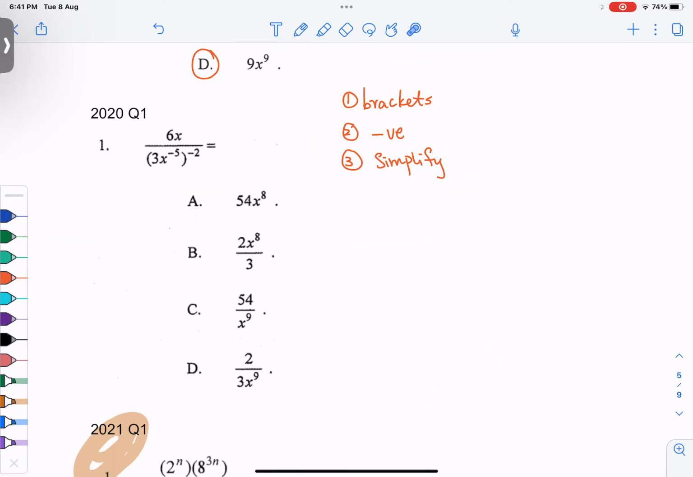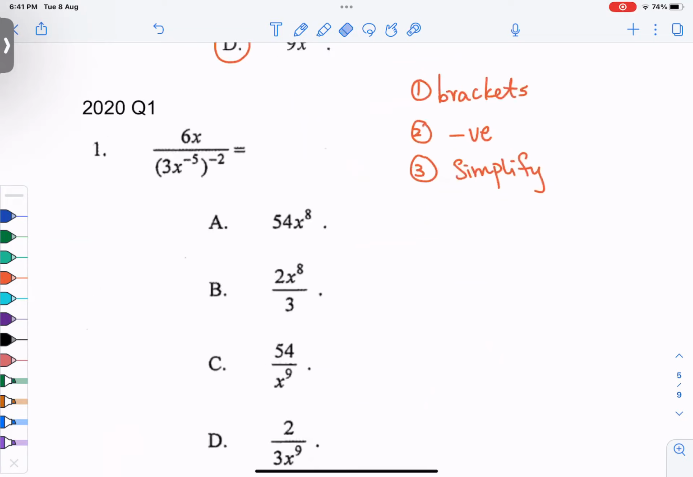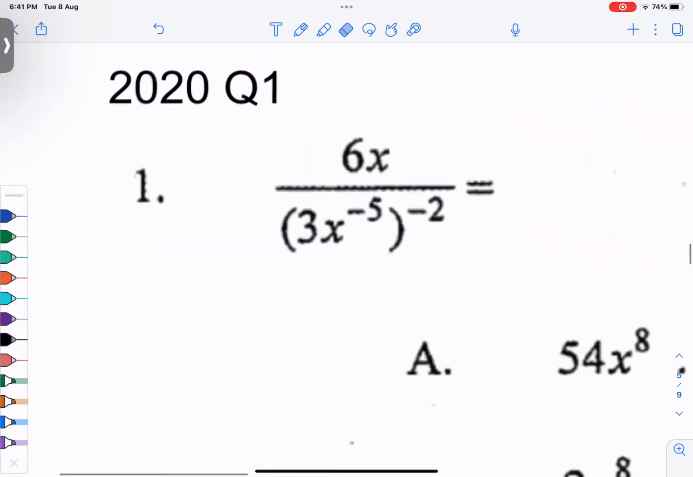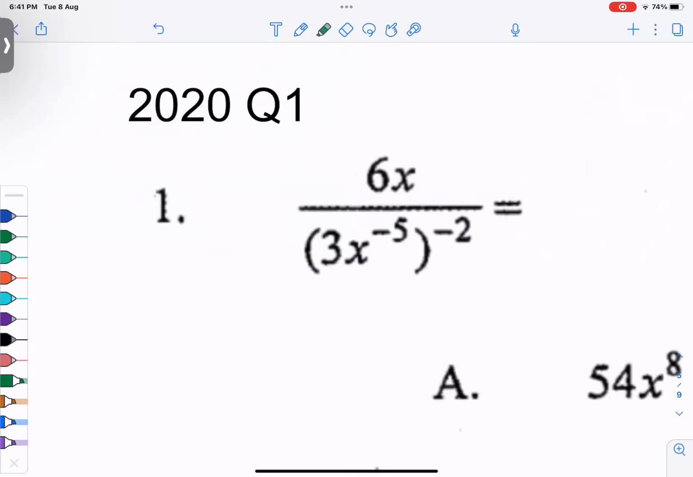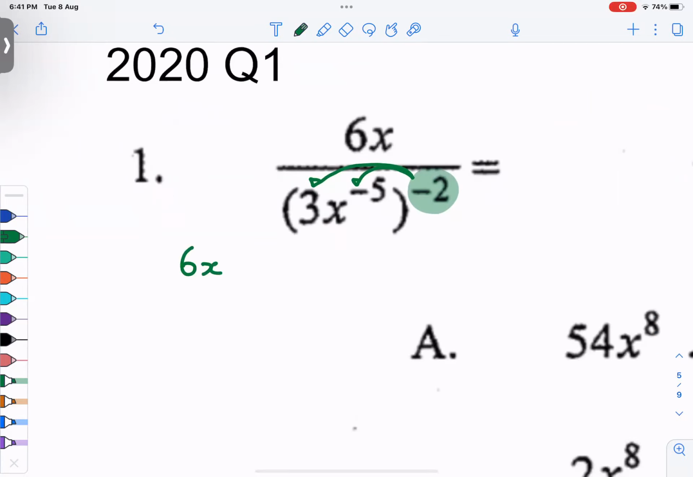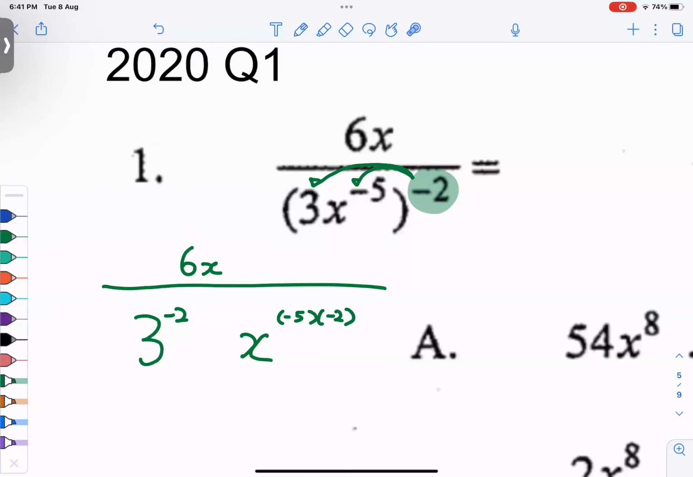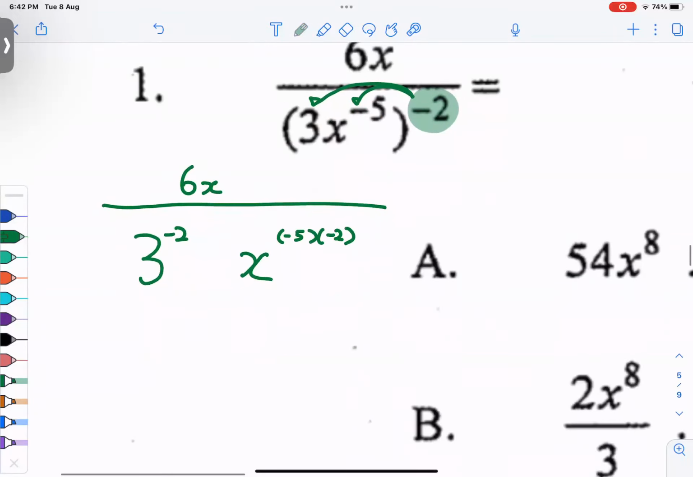I don't understand this one. Can you explain? First of all, we deal with the brackets. That means see if there's any powers outside. So this -2 will be given to everything inside. It will be given to 3, and it would also be given to this x. So upside, no change yet. It's given to 3, and then it's also given to x. So -5 times -2. You can click this in calculator because it's already having the power inside. So they multiply. -5 times -2, what do you get?